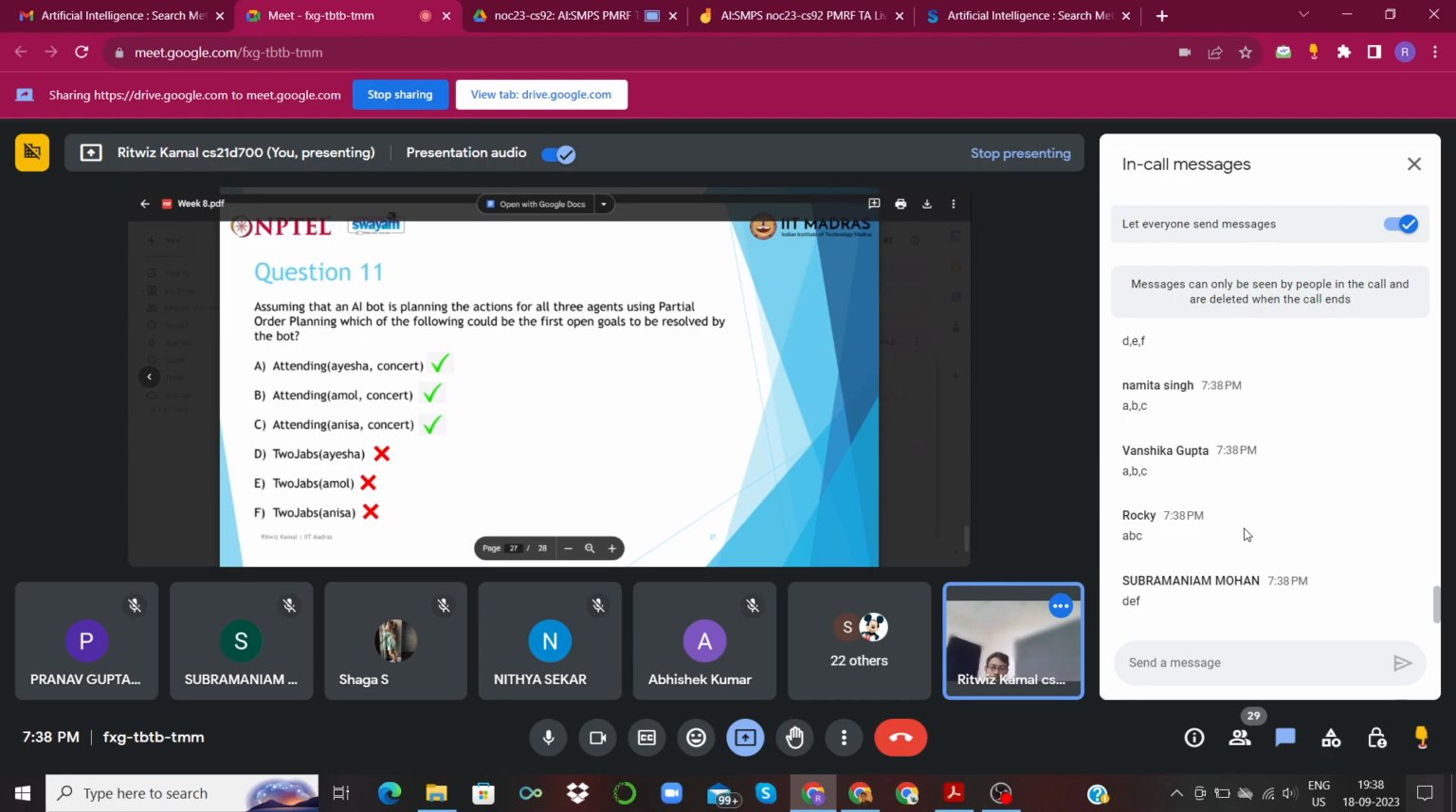I hope that addresses any concerns about this question. So the reason DEF will not be the first open goals is that we're talking about the very first open goals, right? So for that we need to have the predicates in the goal state itself. Those will be the first goals that need to be resolved by the bot, not the two jabs goal, which will come later in the graph.